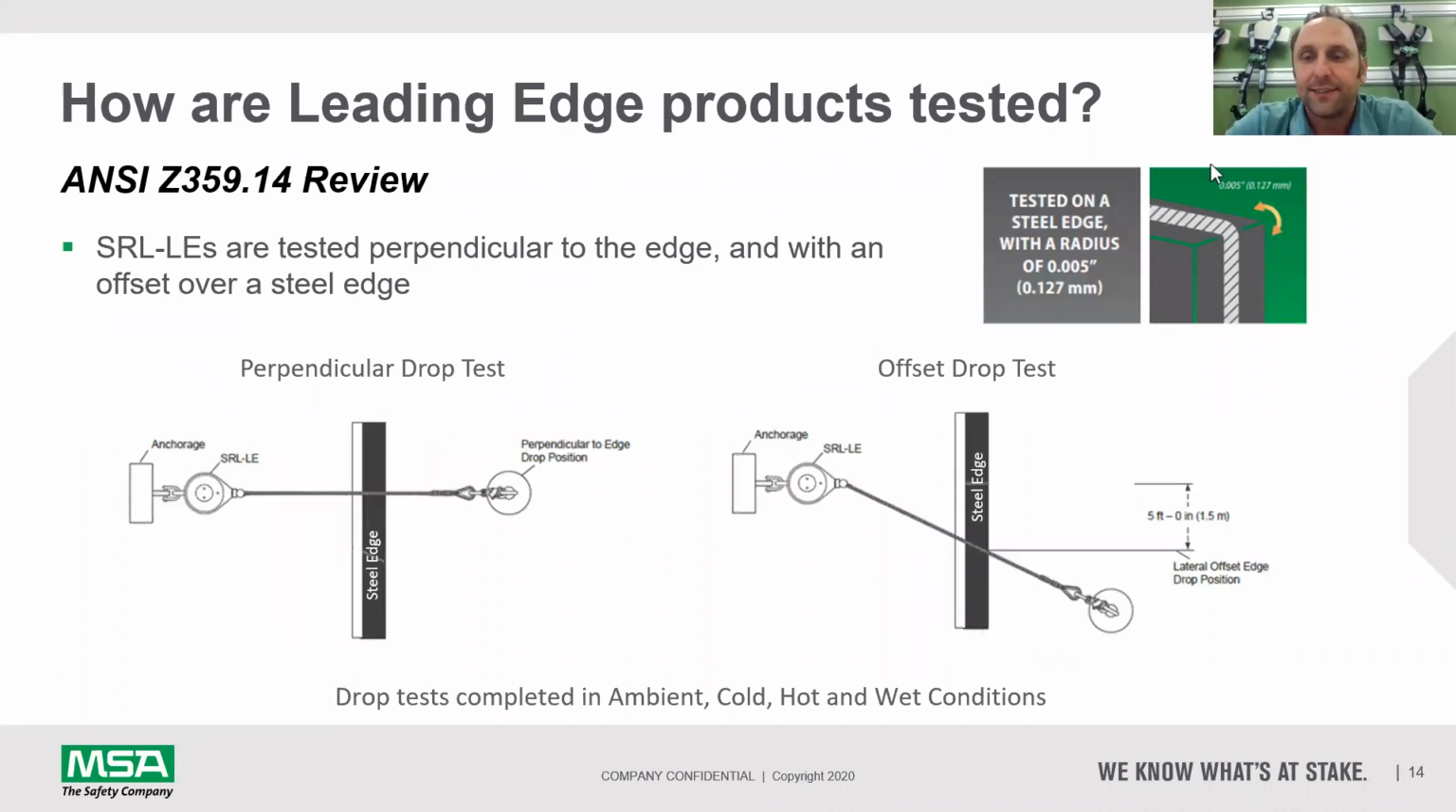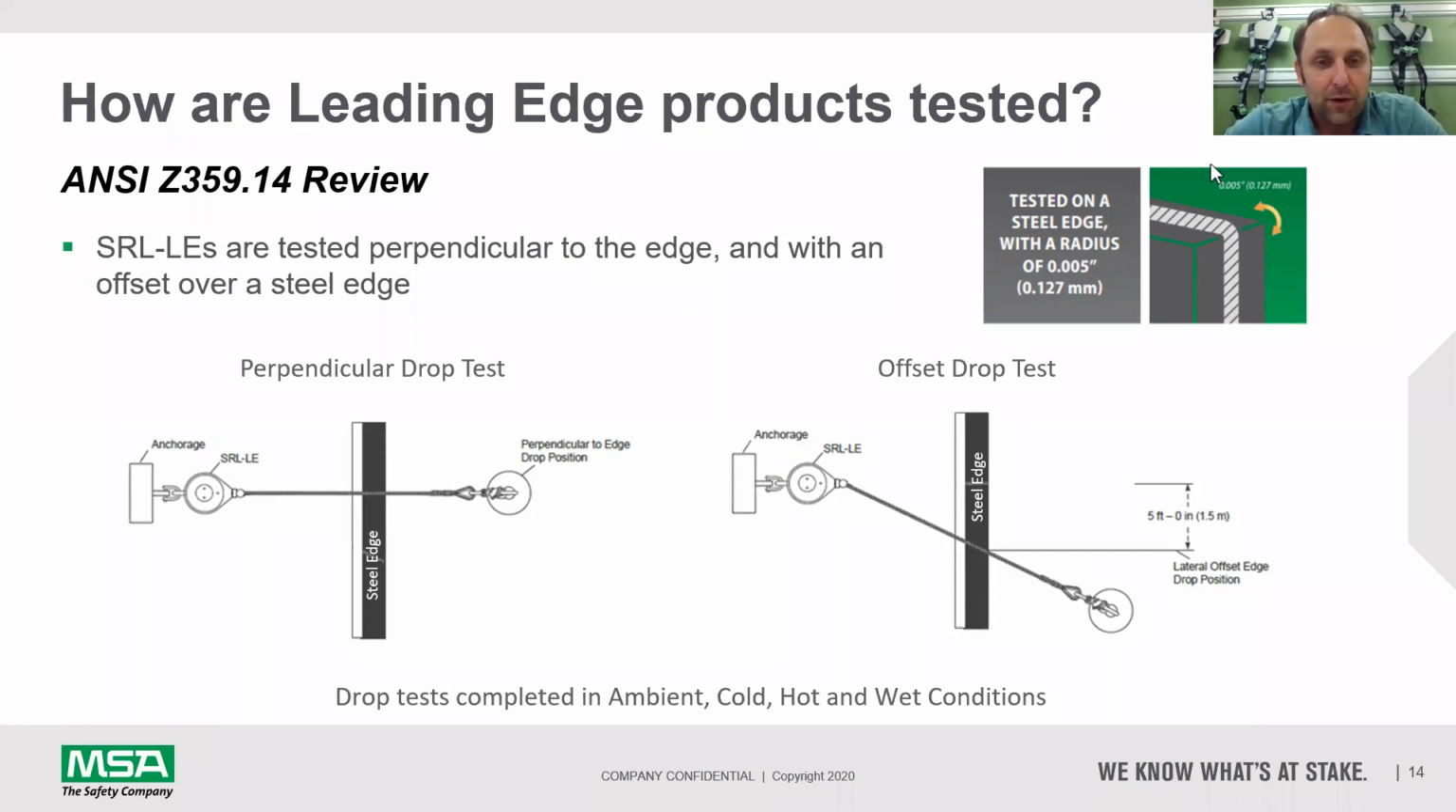How are leading edge products tested? Again, I want to give some clarity to the ANSI standard about what it does and honestly what's not covered, so that you can make informed decisions. There are really two types of tests over one specific material right now in the ANSI standard. The images we're looking at are overhead. Imagine a bird's eye view looking down on a building. That's the perspective. It's not from the side, it's overhead looking down.